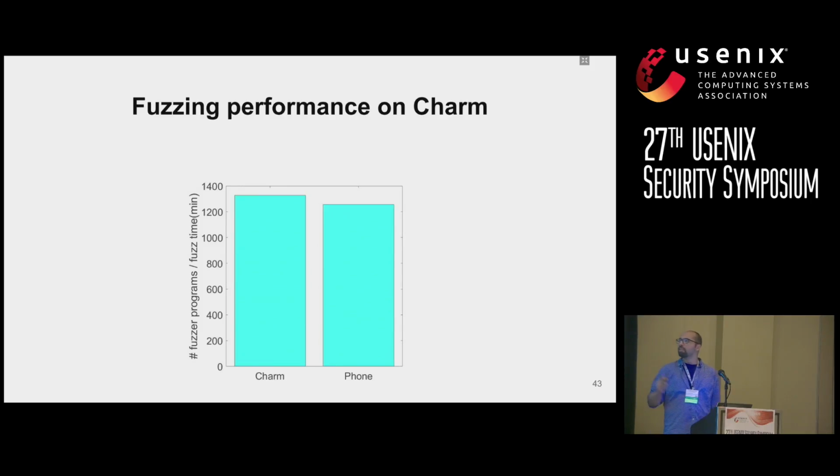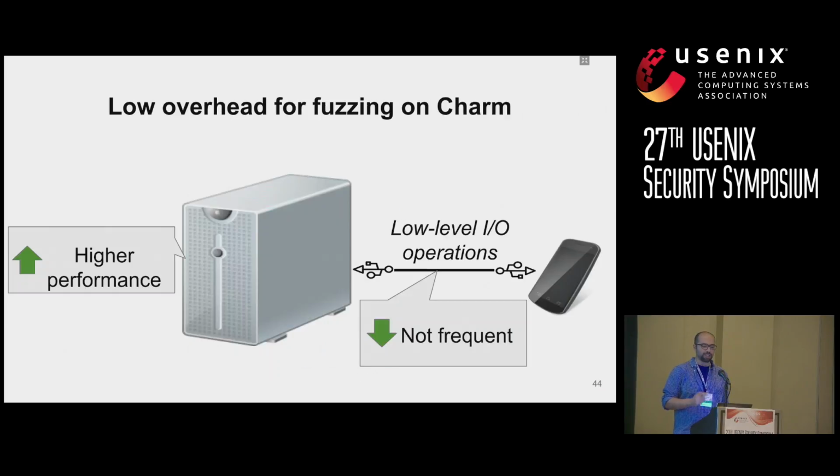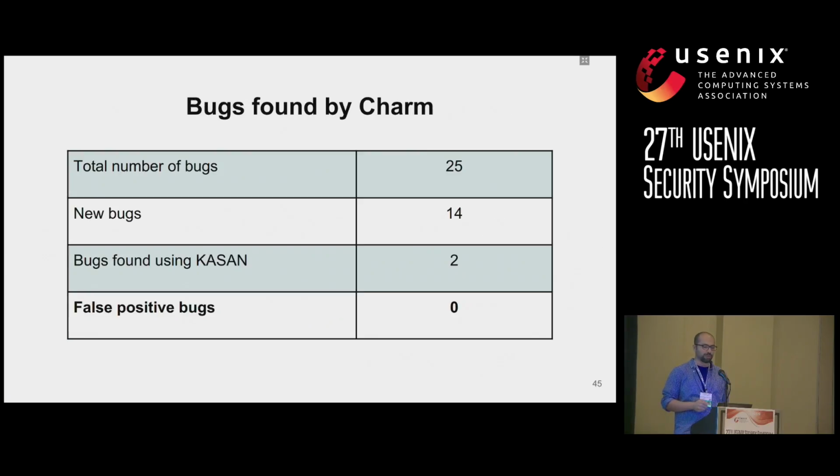It might seem surprising at first, but we should notice that in the fuzzing application, because the inputs to the device drivers are random, they're not causing many low-level I/O operations. And because we're running on an x86 machine, we have higher performance cores to execute, which can compensate for the I/O forwarding cost. So by this, we have slightly better performance on the fuzzing application.